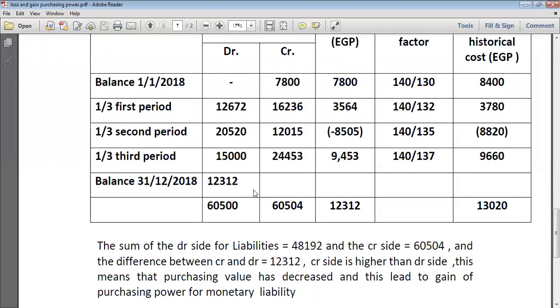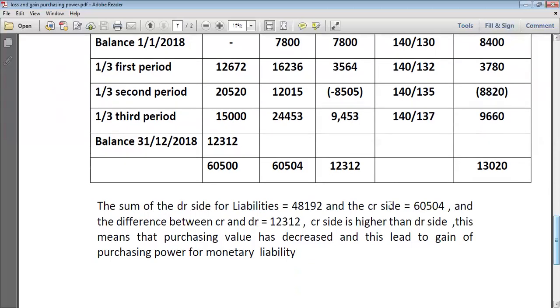طيب نشوف الديفرنس between them نحطه فين؟ debit or credit؟ هنحطها في الديبت to make debit side and credit side equal. اوكي. طيب بعد كده ناخد بالنا ان credit side equal 60,000 and debit side equal 48,000. اوكي ده معناه and the nature of liabilities credit. اوكي ده معناه ان liabilities قلت، purchasing value has decreased, and this leads to gain of purchasing power for mandatory liabilities. يعني هنا قيمة اللايبيلتيز في الكريدت قلت تمام. ده معناه ان purchasing value for liabilities قلت.